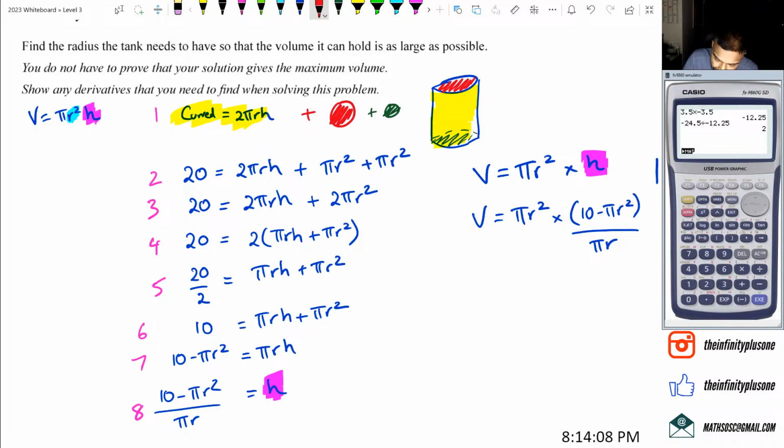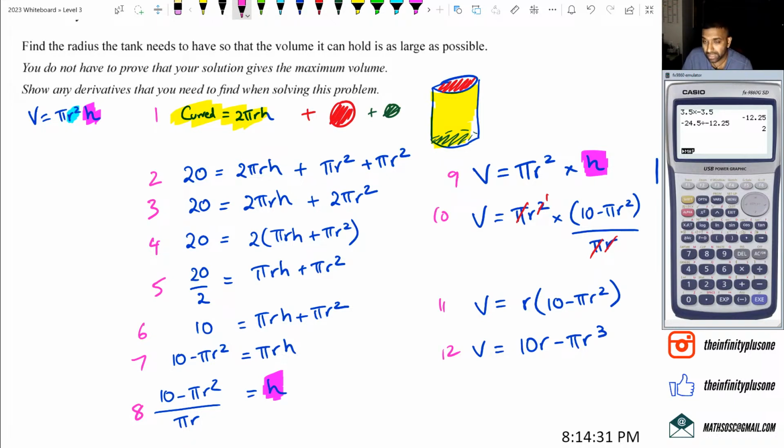So here I could cancel out the 2 pi's, and I can cancel out the r with 1, and so my volume equation is going to be r times 10 minus pi r squared, which means my volume is equal to 10r minus pi r cubed. Now if you can get up to line 9, 10, 11, 12 by yourself, in whichever format you do, you are pretty much going to be safe for this type of question.